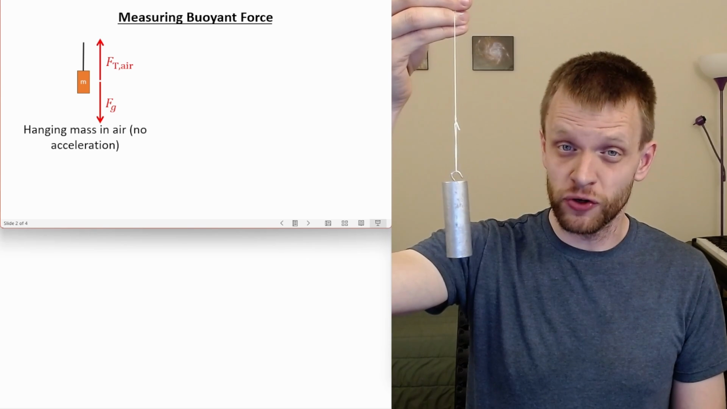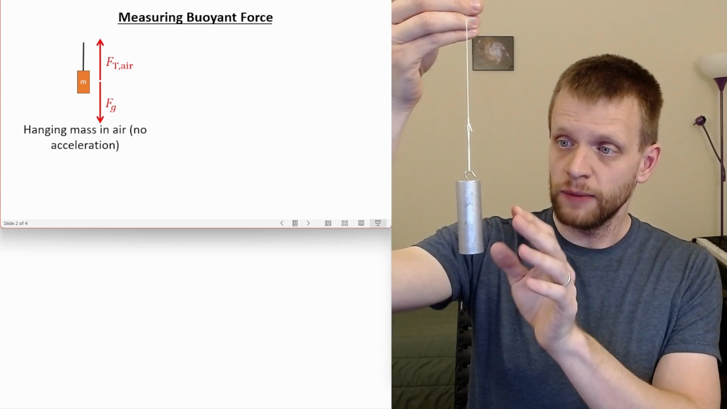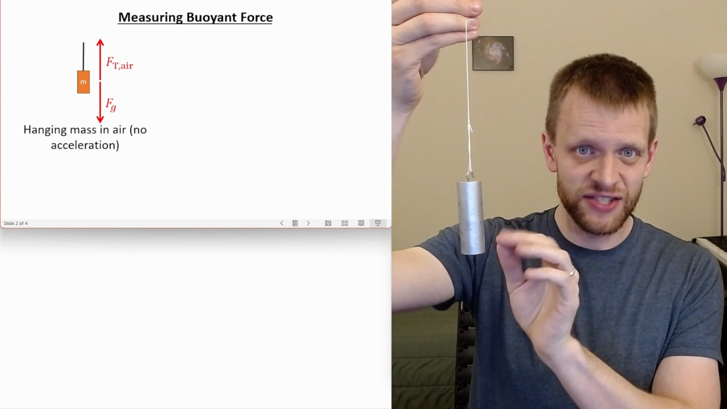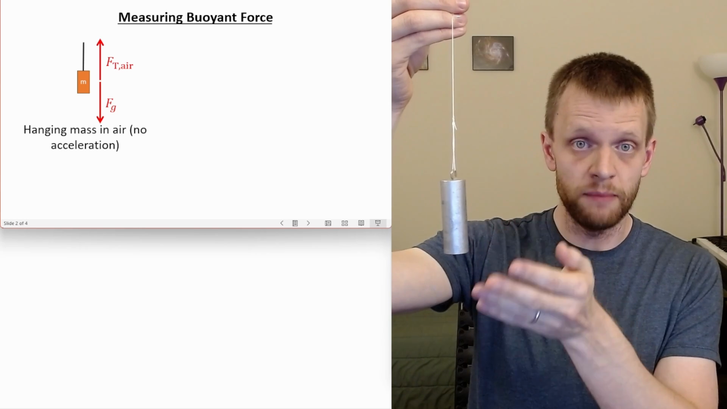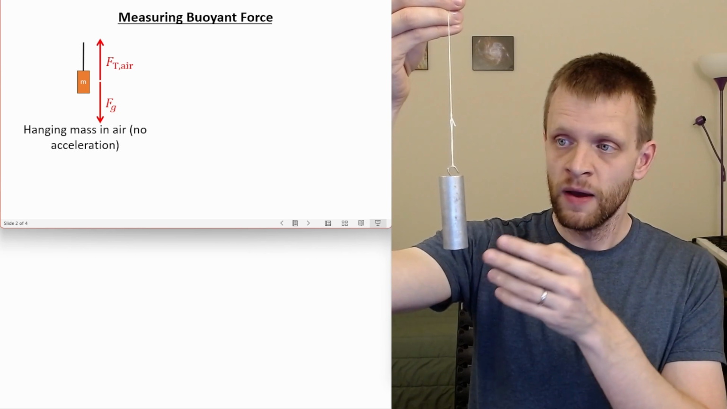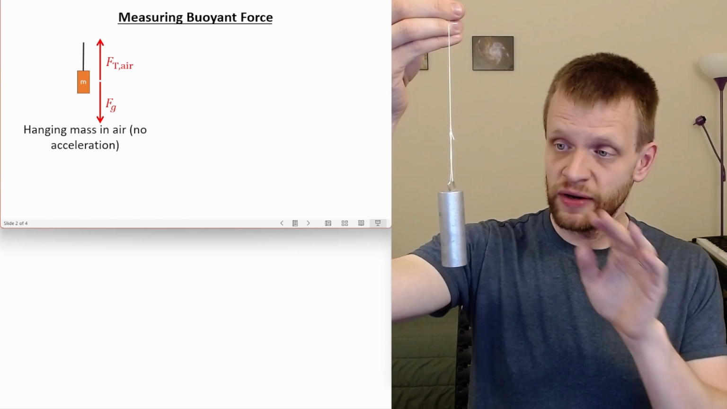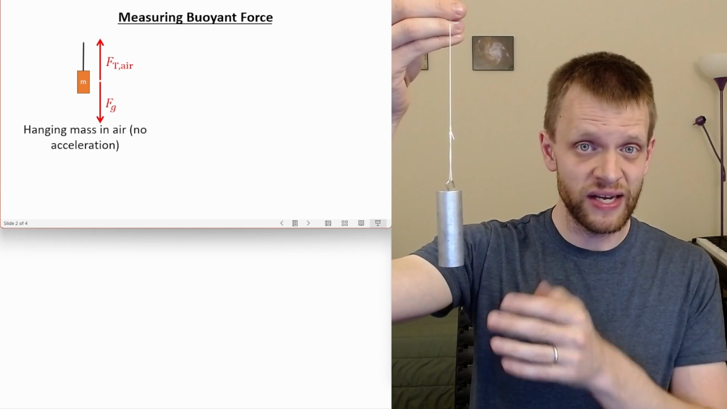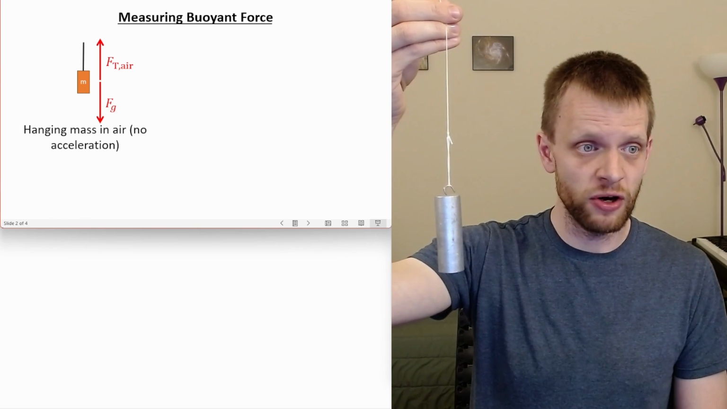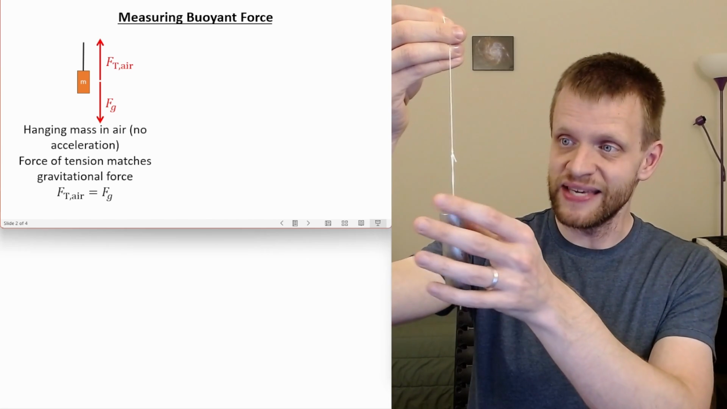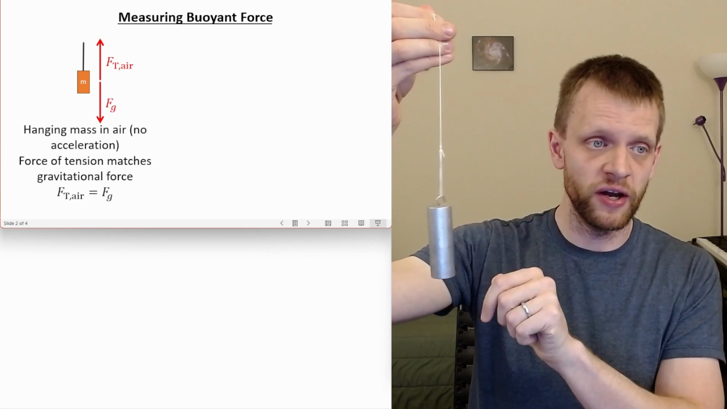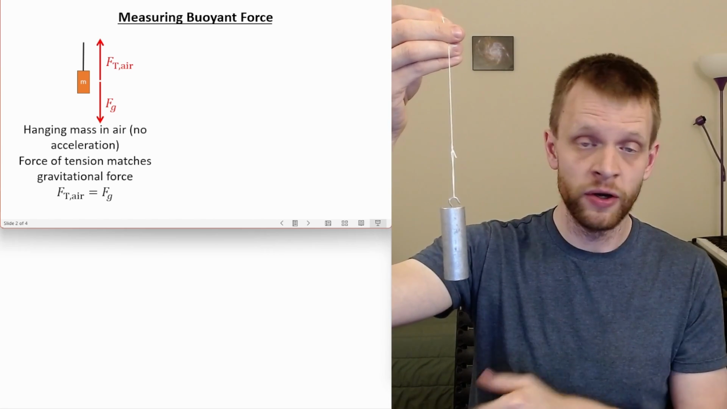According to Newton's first law, an object will keep its exact same motion, so right now it's not moving and continuing to not move, unless there's some net force. So in this case, it's not accelerating in any way, so the net force has to be zero, which means that these two forces, the force of tension pulling up and the force of gravity pulling down, should balance each other.